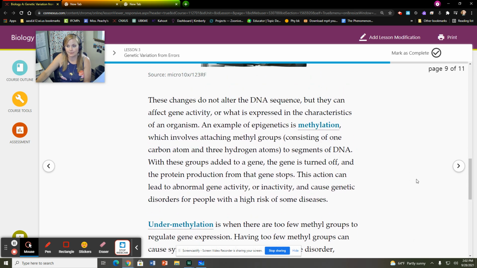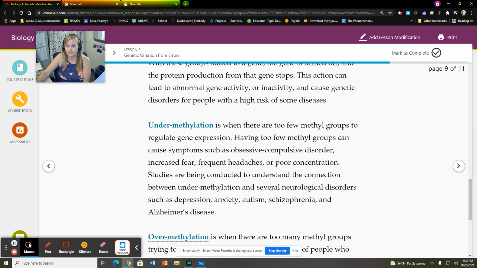An example is a process called methylation, which involves attaching methyl groups consisting of one carbon atom and three hydrogen atoms to segments of DNA. You don't need to know that part. When it attaches the methyl group to the DNA, the gene is turned off and protein production stops. This action can lead to abnormal gene activity or inactivity and cause genetic disorders for people with high risks of some disease. Undermethylation is when there are too few methyl groups to regulate gene expression.